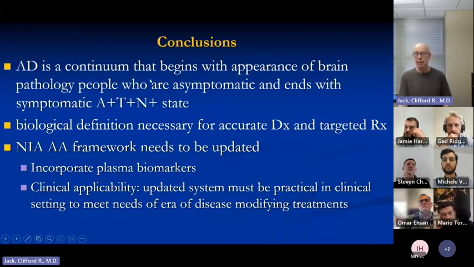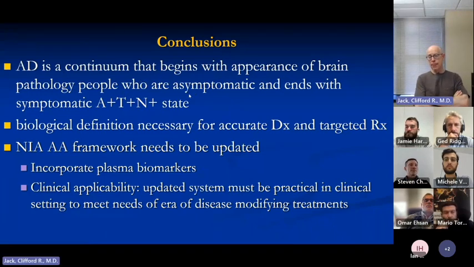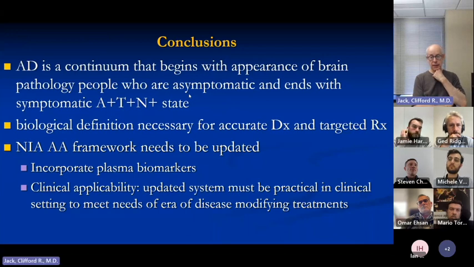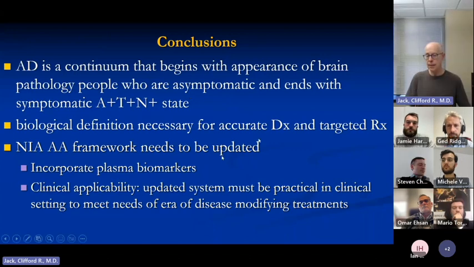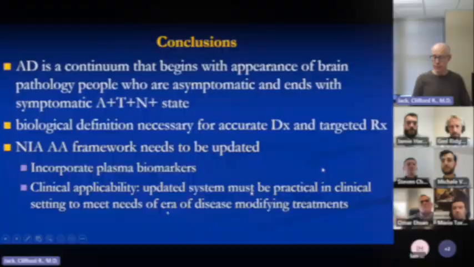So this is my last slide. The conclusion is that Alzheimer's disease is a continuum, and the disease begins with the appearance of brain pathology in people who are asymptomatic, and it ends with symptomatic people who have the full biomarker profile, A+, T+, and N+, to be updated to 1, incorporate plasma biomarkers, and 2, improve clinical applicability, because the system really has to work in what almost everyone in the field now believes is the era of disease-modifying treatments.